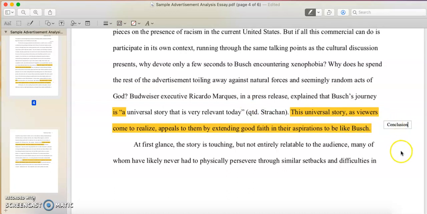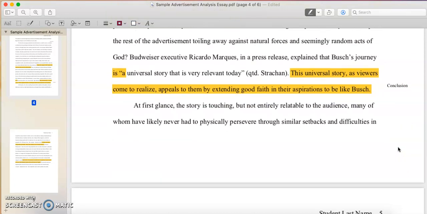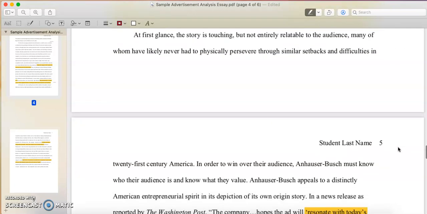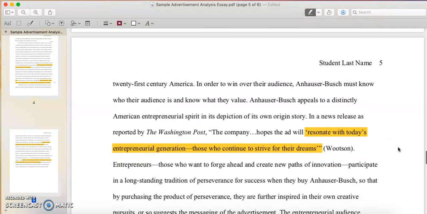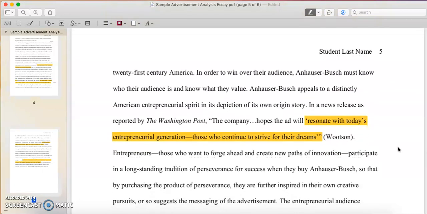The big thing that's at play for my conclusion is that I need to connect this to an audience. Who are the people that Bush is really talking to? Or who do they think they're talking to is maybe the better question. So it's not just about people who persevere, it's about people who persevere in this particular way, and that it resonates with today's entrepreneurial generation.